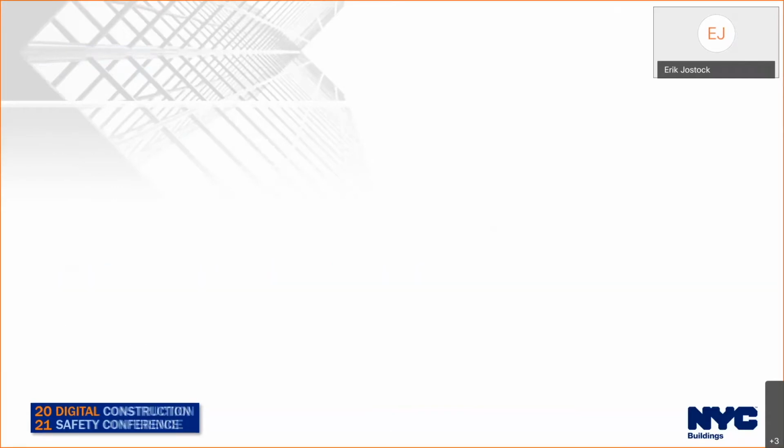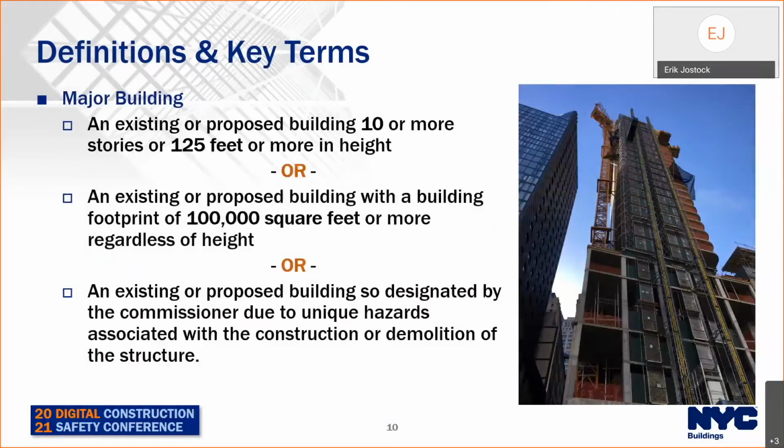Okay, so some definitions and key terms. First key term here is a major building. And this definition comes from BC 3302. This is an important term because it defines the threshold for buildings subject to site safety plan and monitoring program requirements. Applications for the construction, demolition, vertical or horizontal enlargement, and in some cases, facade restoration of major buildings requires the submission of a site safety plan to DOB for review.